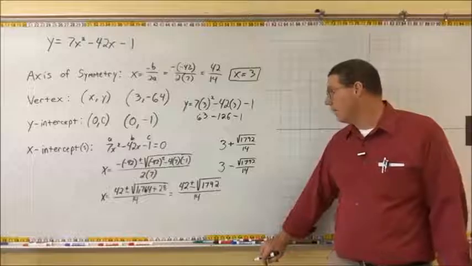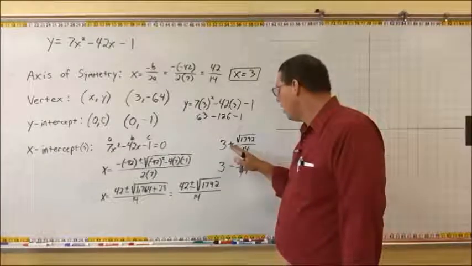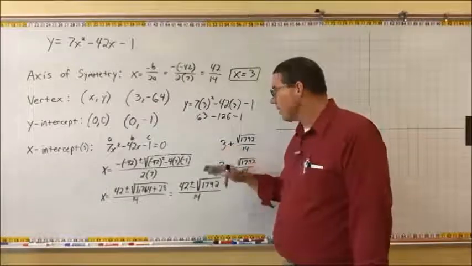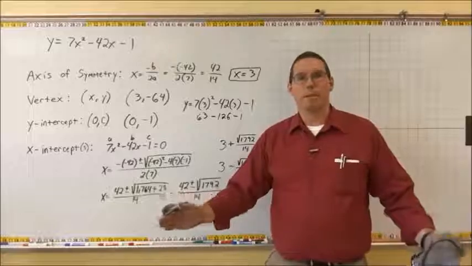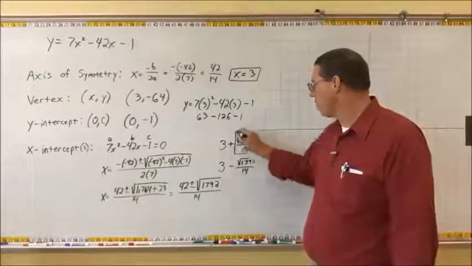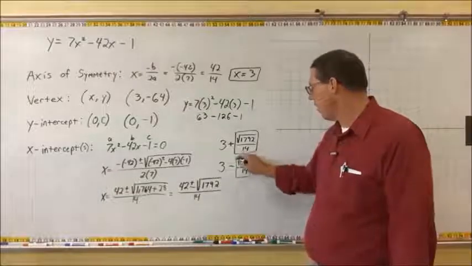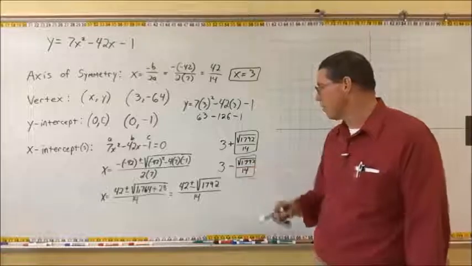Okay? But the reason this happens is, remember that the x-intercepts are always equidistant on the left and the right from the axis of symmetry. And so this is how far to the right and how far to the left. This is the same distance. 3 plus this number and 3 minus this number.